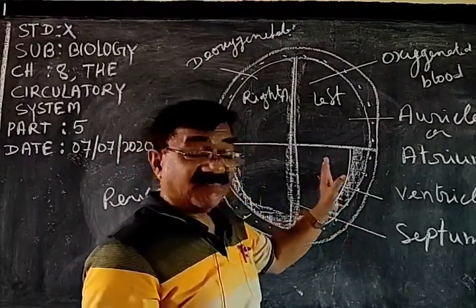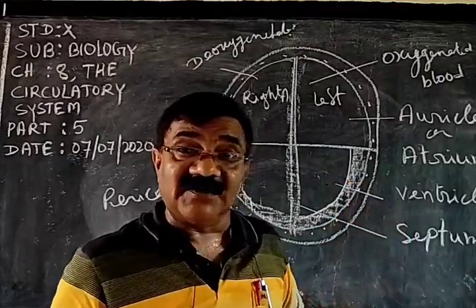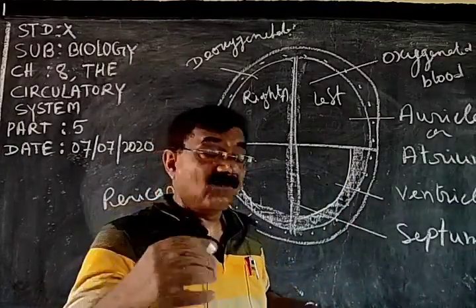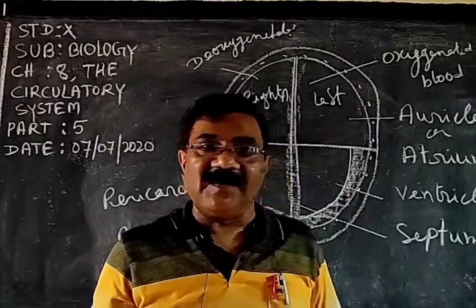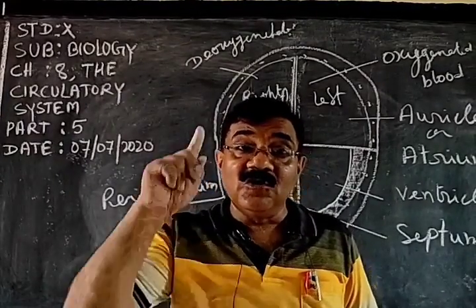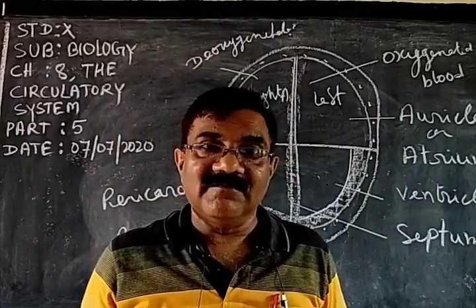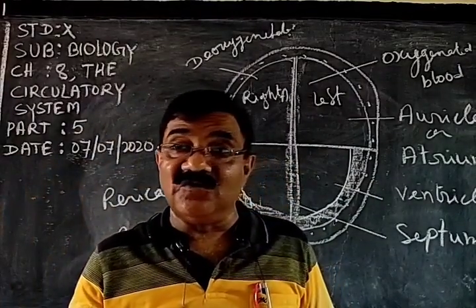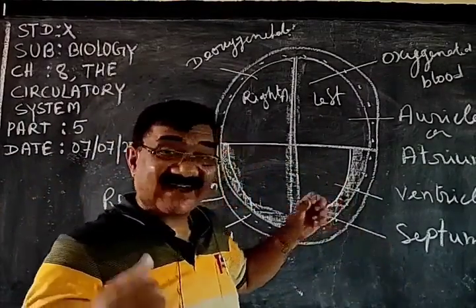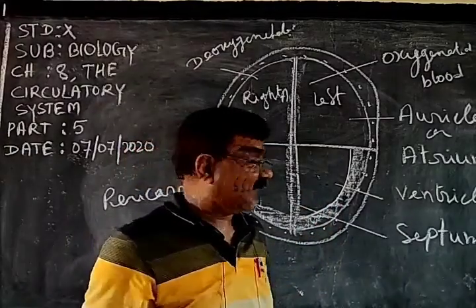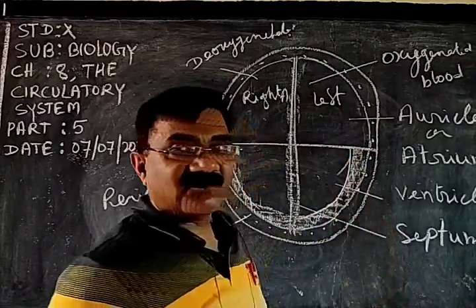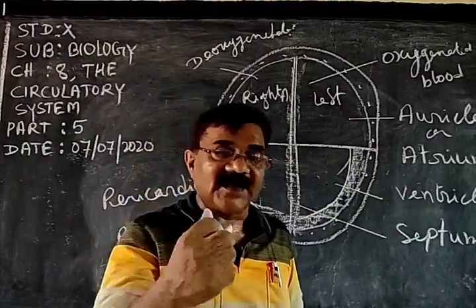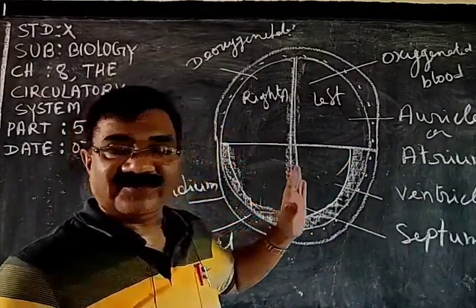See here, the left ventricle contains oxygenated blood. So when oxygenated blood is pumped, it goes to each and every part of the body, from toe to the brain, which means against gravity also it goes. So to tolerate that high pressure during pumping, the left ventricle is thicker compared to the right ventricle.